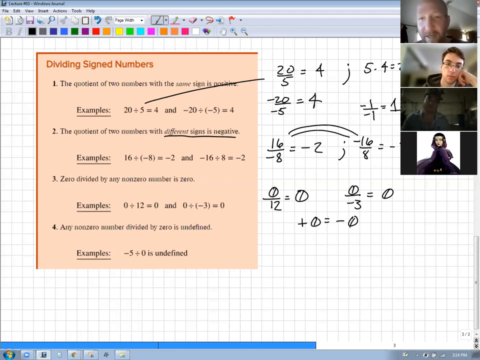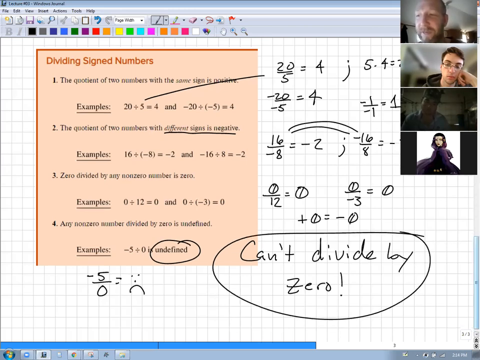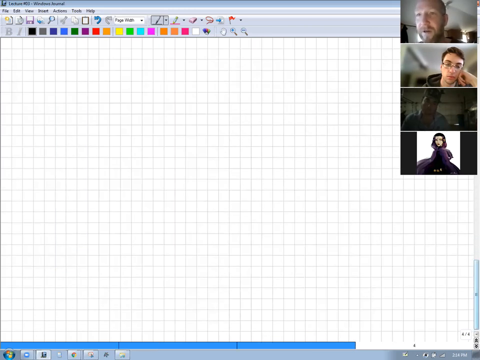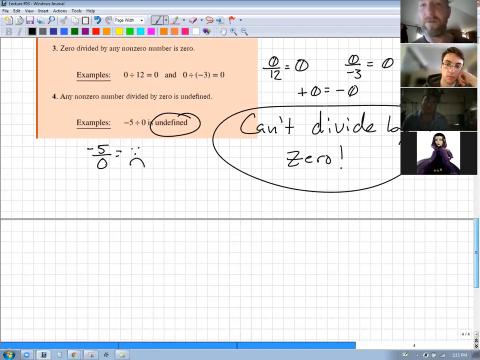But now what about this one? -5/0. This is undefined. You can't divide by 0. It doesn't make any sense. So why does that not make any sense? You might think, well, shouldn't 0 go into -5 an infinite number of times, since 0 doesn't take up any space at all?